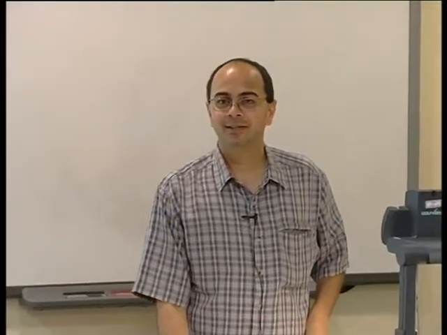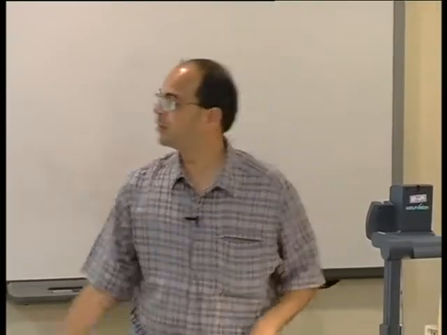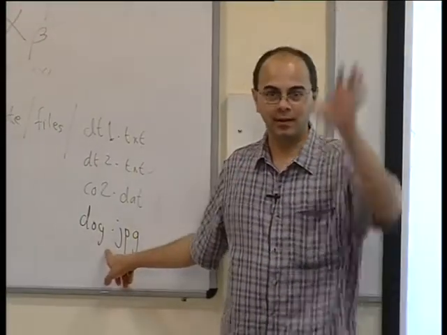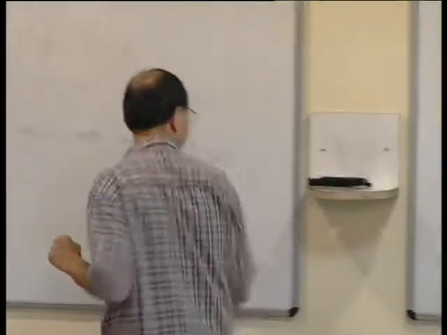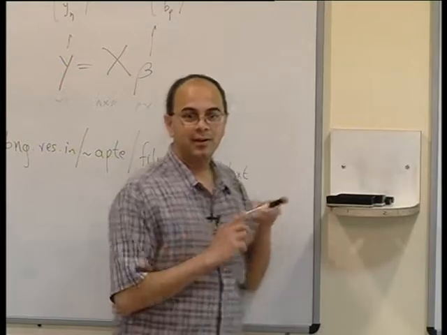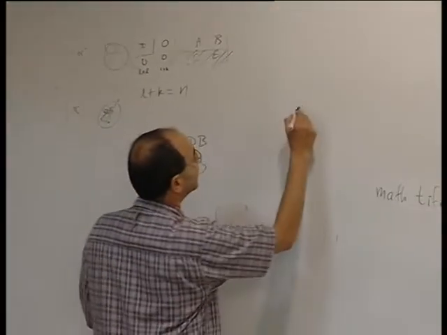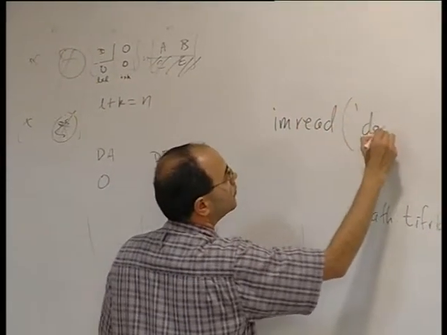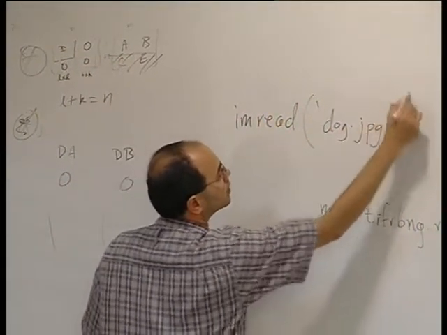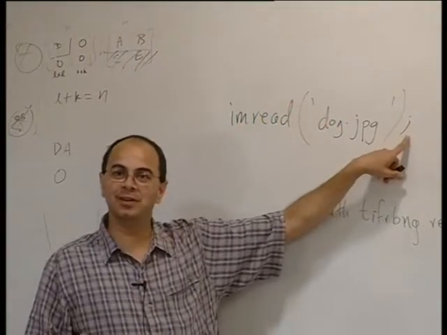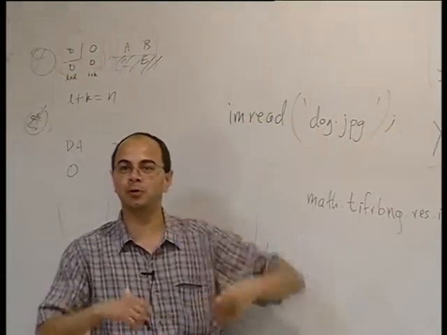So that's the exercise here, right? So you want to read the dog in as a matrix. How do you do that? Anybody knows? imread. It's a command called imread, with the file name dog.jpg, and don't forget the semicolon, because when you don't give a semicolon, you see the output of the command.